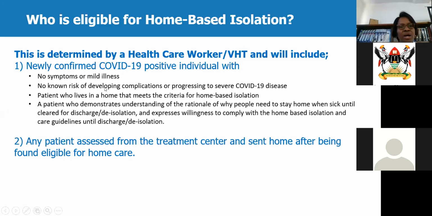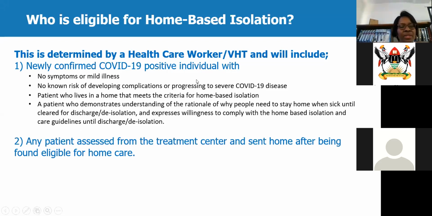So that is absence of symptoms or only presence of mild symptoms, no known risk of developing complications or progressing to severe disease. Risk for progression to severe disease is very important. For example, I mentioned diabetes. Patients with pre-existing diabetes are at high risk. So if you don't evaluate them at the start, you don't know their blood sugar control, you don't know their blood pressure control, and they're just going into the home-based setting.